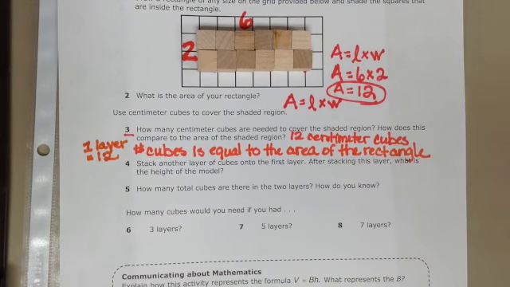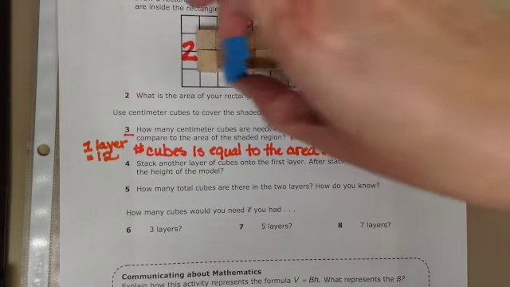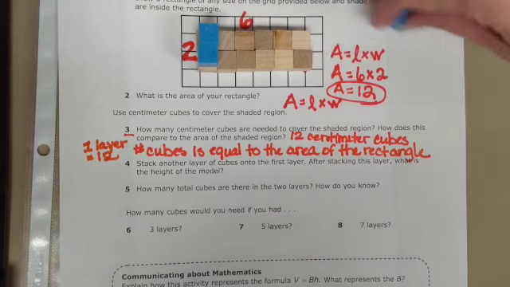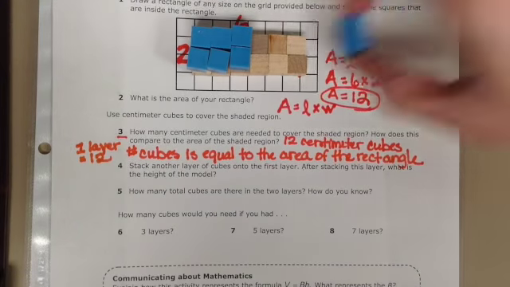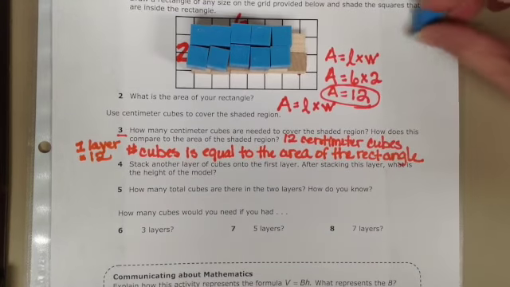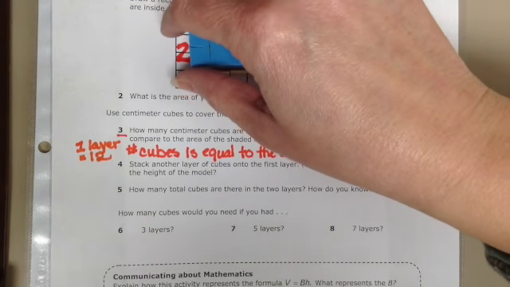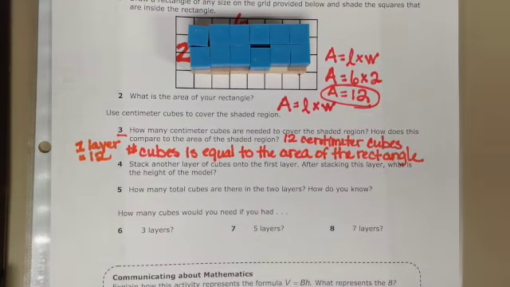Now, stack another layer of cubes onto the first layer. After stacking this layer, what is the height of the model? Okay, here we go again. I'm going to stack another layer of cubes. 1, 2, 3, 4, 5, 6, 7, 8, 9, 10, 11, 12. Okay, so now, what is the height of our model?